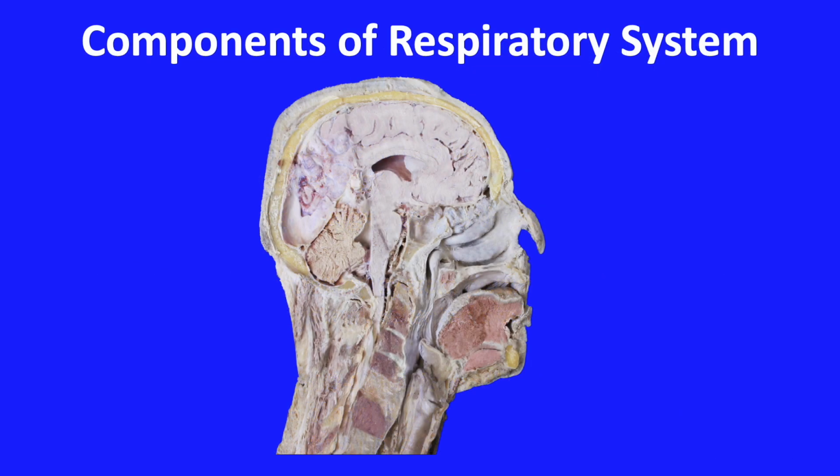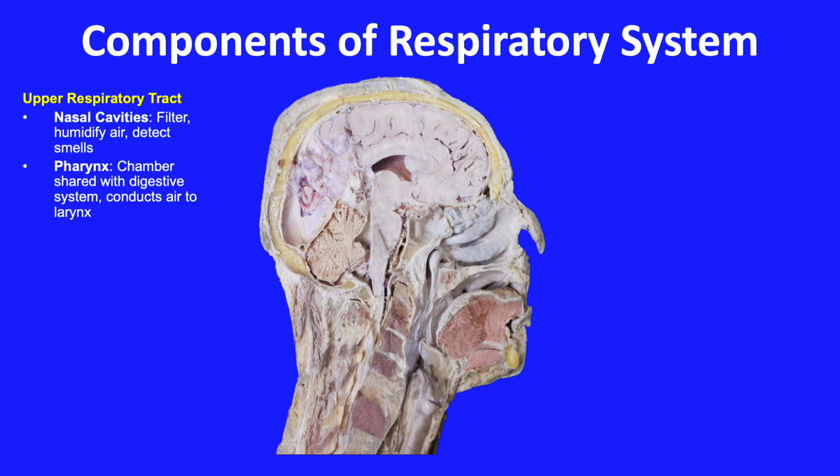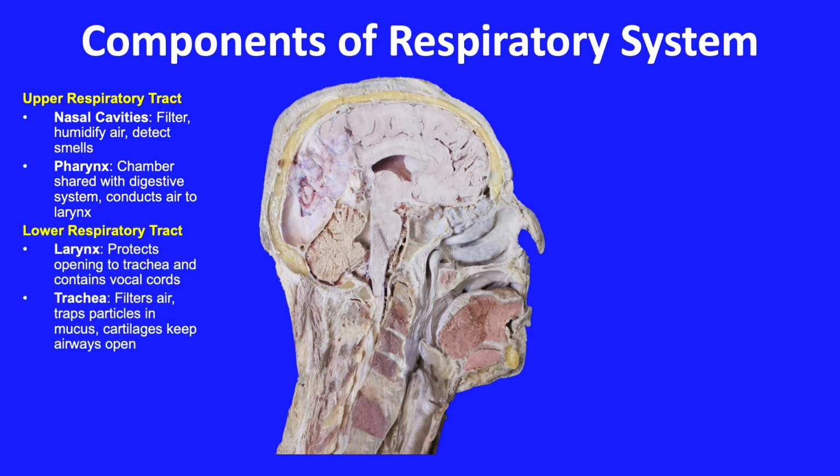Before we get to the lungs, however, we need to mention briefly the components of the respiratory system. Anatomists have subdivided the respiratory system into two main areas, the upper respiratory system and the lower respiratory tracts. And I will demonstrate the individual components listed here in the sagittal section of a cadaveric head. The first component of the upper respiratory tract is the nasal cavity, which functions to filter and humidify the air we breathe, and also, as you know, to detect smells.